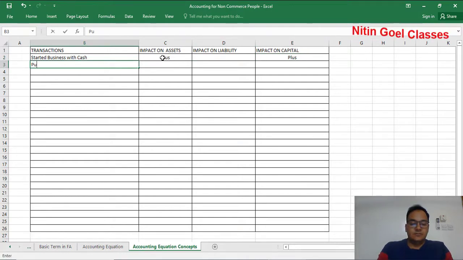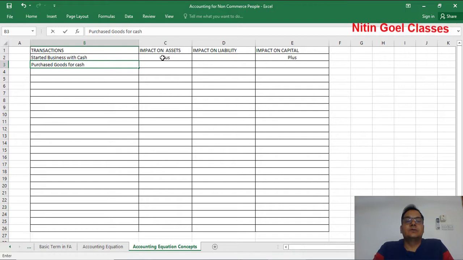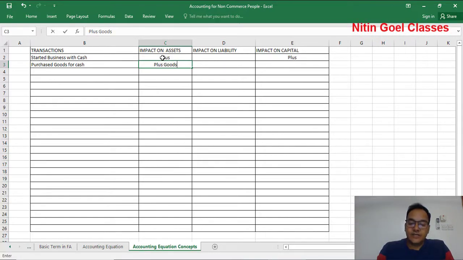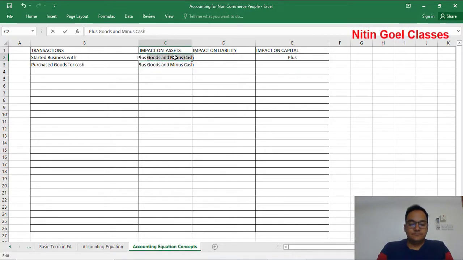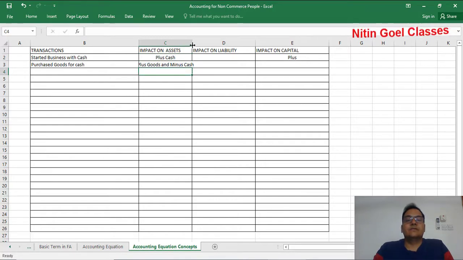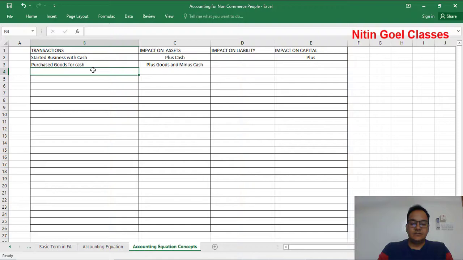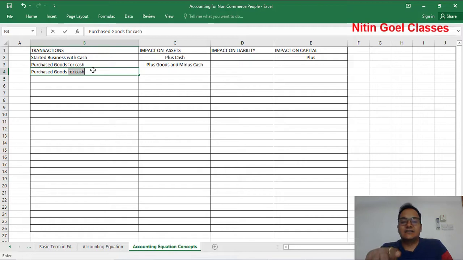Next, purchased goods for cash. So when we are purchasing goods for cash, what is happening? Plus one asset, that is plus goods, and minus cash. So what is happening? Both impacts are coming on goods, on the assets only, not on any liability.